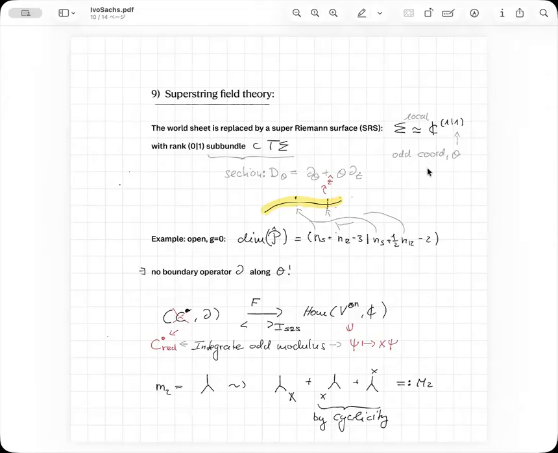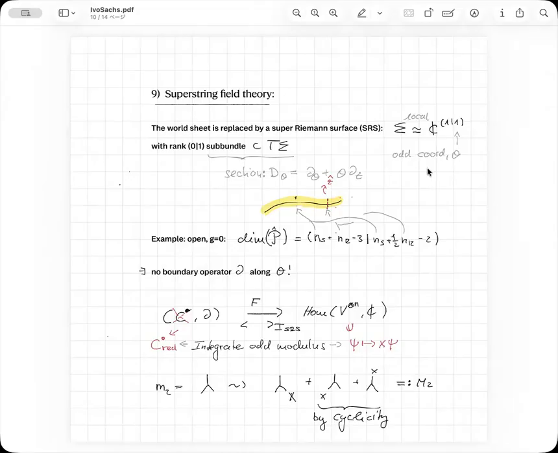So it depends on the number of punctures. Like in the bosonic case, if I have more than 3 punctures, then there is always at least one modulus. So that happens here too, right? So there's this -3. But there are also the questions, what happens in the odd directions? So in the odd directions, what do you even mean by a puncture here?